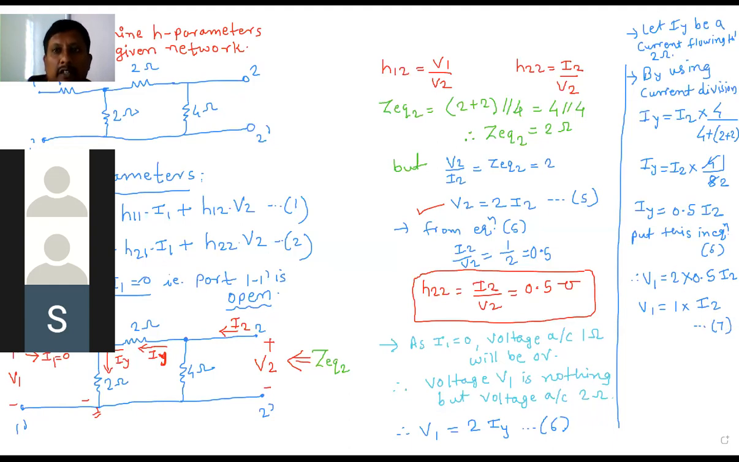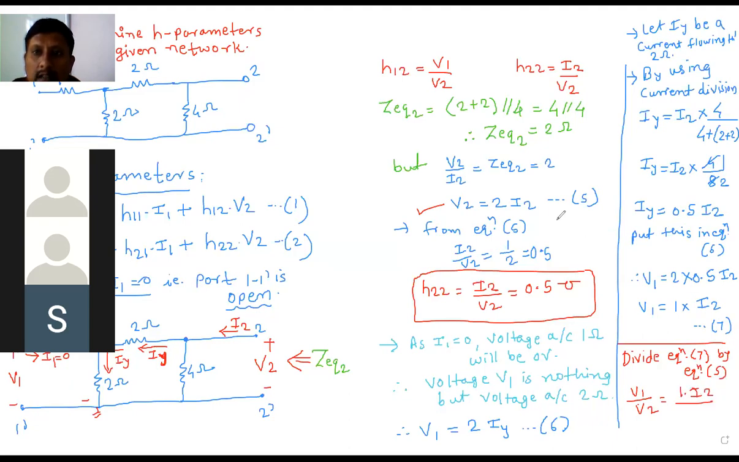So from equation number 7, we are getting the V1 value, and from equation 5, the V2 value. So take the ratio, or divide equation 7 by equation 5. So V1 upon V2 is equal to 1 into I2 divided by V2, which is 2 into I2. So I2 will get cancelled. So 1/2. So H12 is equal to V1 upon V2 is equal to 0.5.